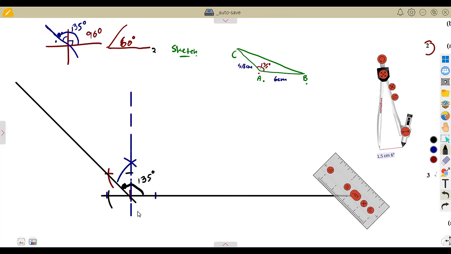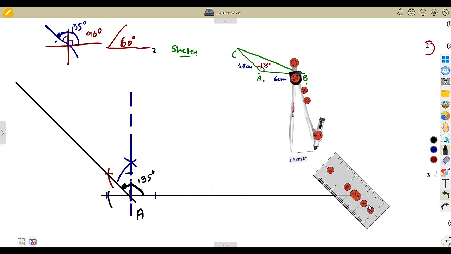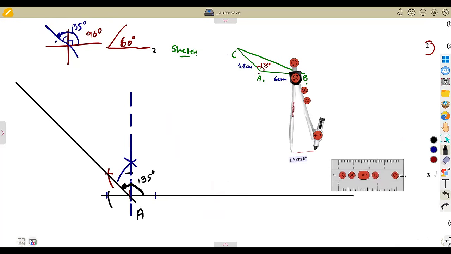So this is at point A. From point A to B, that is 6 centimeters. So in that case, you are going to measure 6 centimeters on your ruler. All right. As I said before, on these measurements, you measure the 6 centimeters on your ruler.